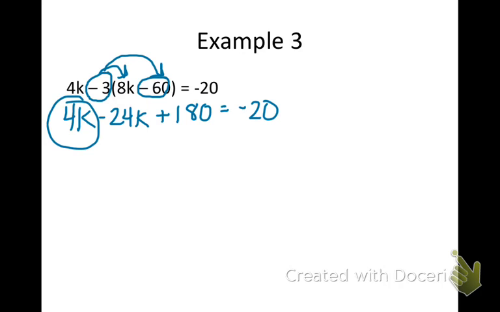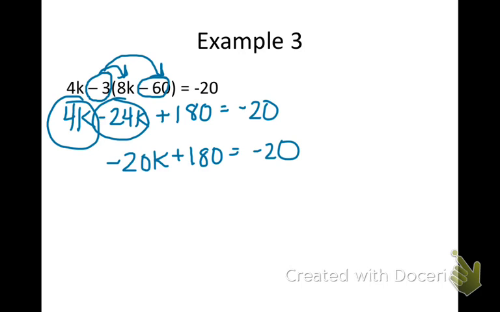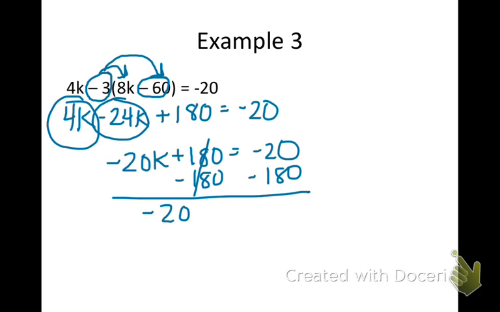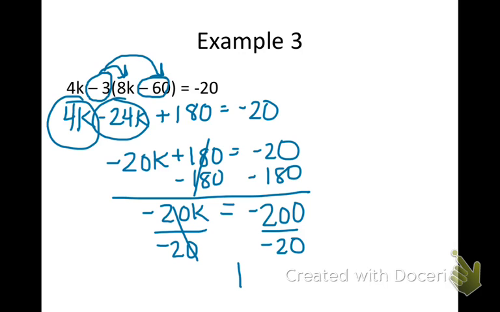I see some like terms here that can be combined, so 4 plus a negative 24 is going to be a negative 20k plus 180. And then we have a two-step equation, so we'll undo the addition on both sides. A negative plus a negative means we're adding the absolute values. And then we'll divide by negative 20. And we'll get k is equal to 10.